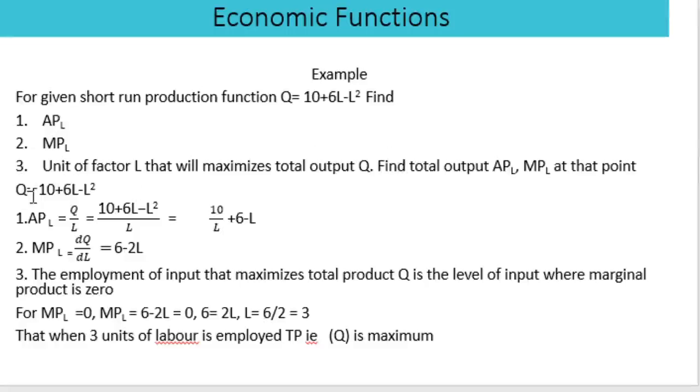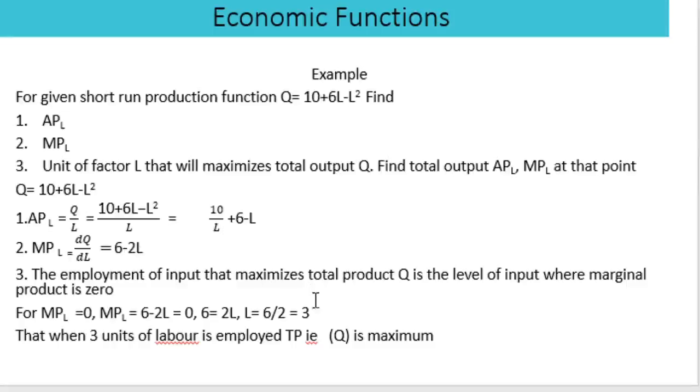Given the short-run production function Q equal to 10 plus 6L minus L square. Average product of labor equal to Q divided by L, that is Q by L, which is 10 plus 6L minus L square by L, equal to 10 by L plus 6 minus L. 6L by L is 6, minus L square by L is L. Marginal product of labor equal to the first differential of this function, so take the differential of this Q. dQ by dL equal to 6 minus 2L.